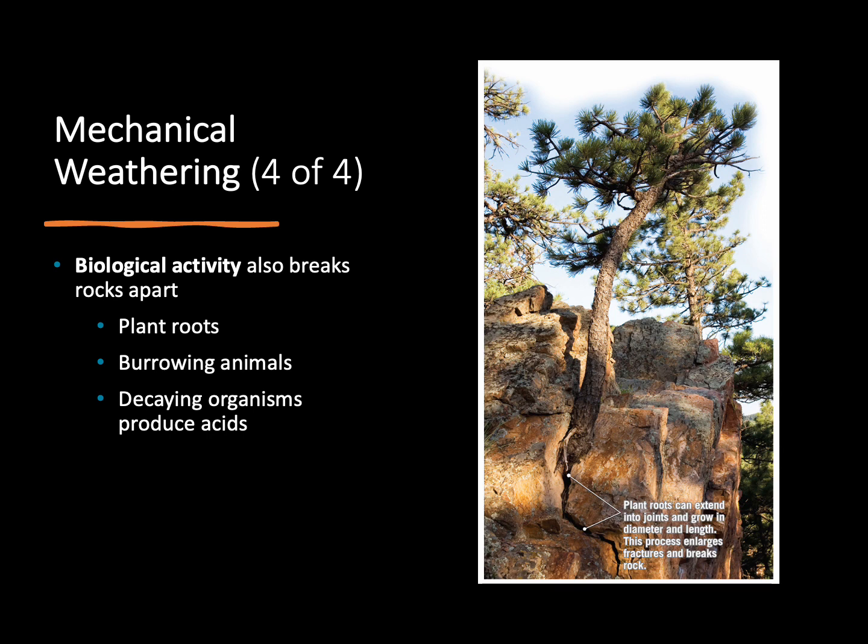And our final type of mechanical weathering is weathering that happens from plants and animals, or what we call biologic activity. And this can be something like a plant or a tree root digging down inside of the sediment, including burrowing animals digging holes and dens, as well as decaying organisms. Once they die, they'll decay and start producing acids, which will further break down the rocks chemically.